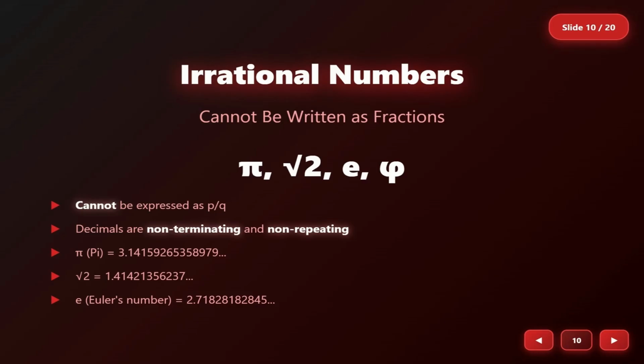Here is what makes them irrational. They cannot be expressed as P by Q. Their decimals are non-terminating as well as non-repeating.